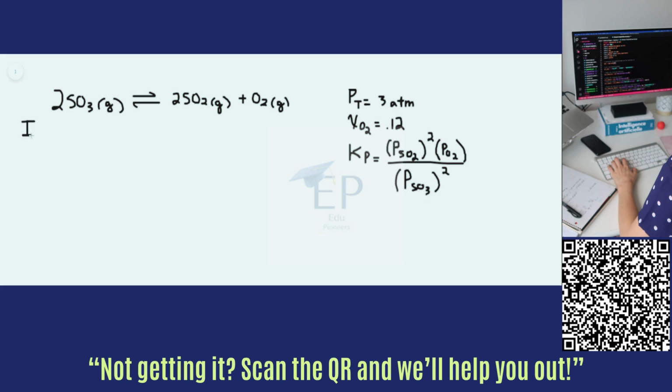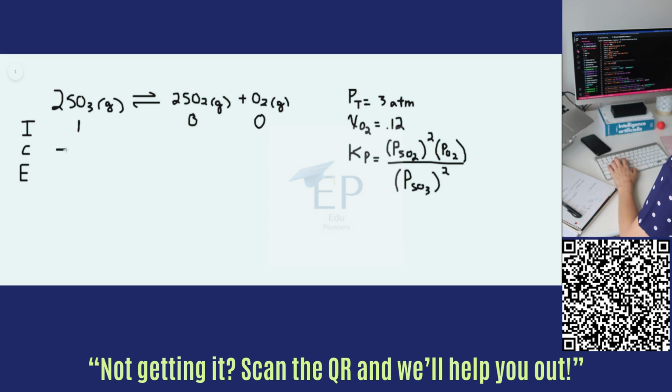So let's draw an ICE table. Again, it doesn't tell us anything about the starting conditions, so I'm going to put this in terms of moles of gas, and I'm just going to give this an arbitrary value of 1, some amount of starting material. What number you use isn't really important, it'll all be relative at the end, but I'm just going to use 1 to simplify the math. And we have none of these two gases.